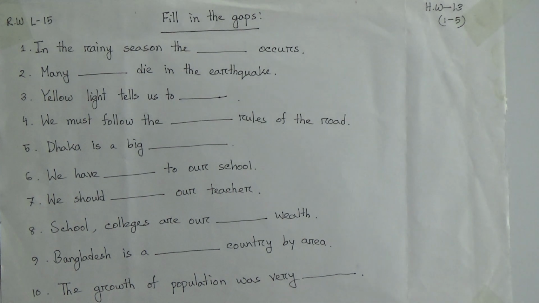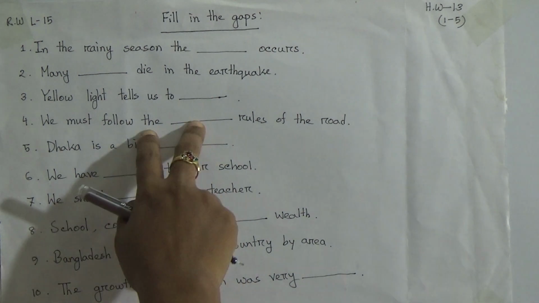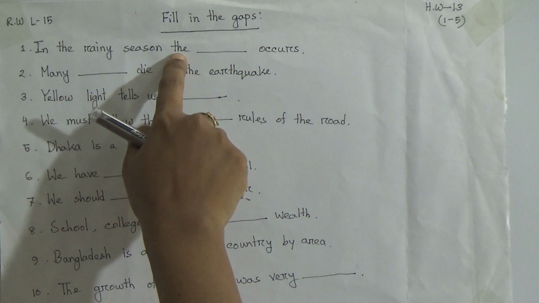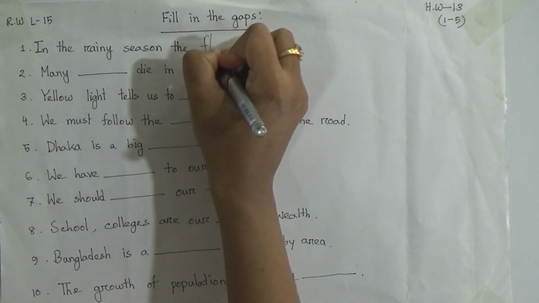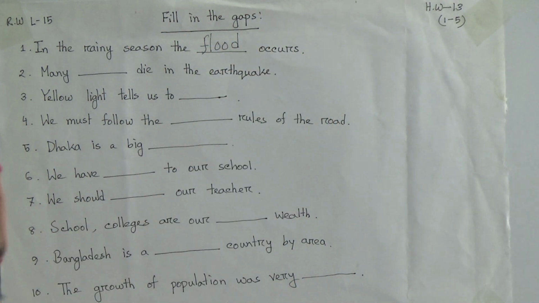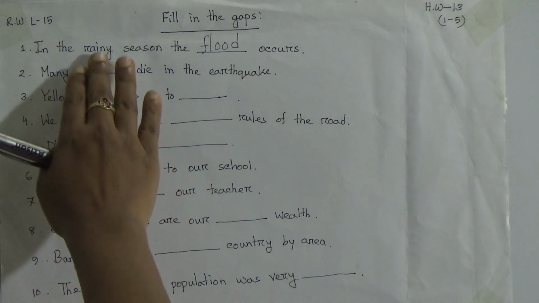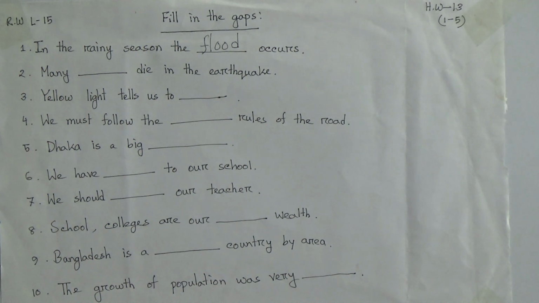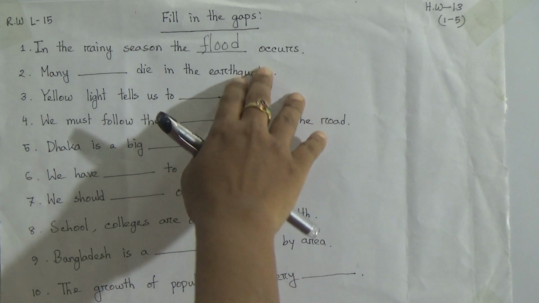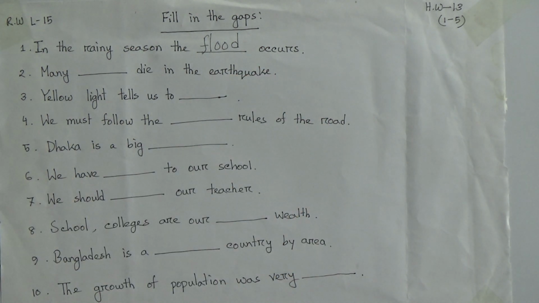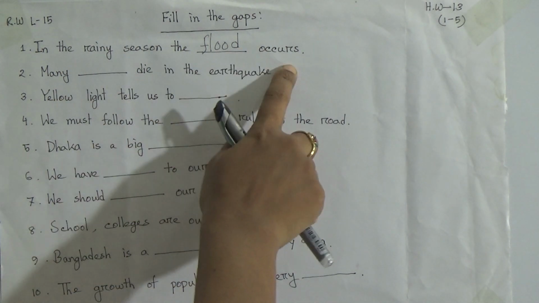I hope you have already read in the chapter of this rainy about the climate, and we have read here in the rainy season dash occurs. What occurs in the rainy season? Flood. In the rainy season flood occurs. We know it very well because of heavy rain we see in our country. We have a lowland country, and because of heavy rain we see some of the lowland of our country suffering from this flood. So our answer is here, in the rainy season the flood occurs.